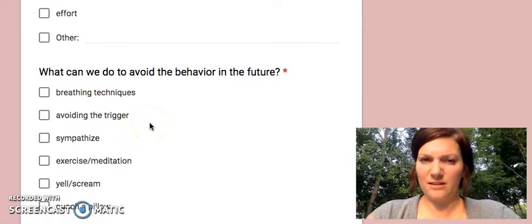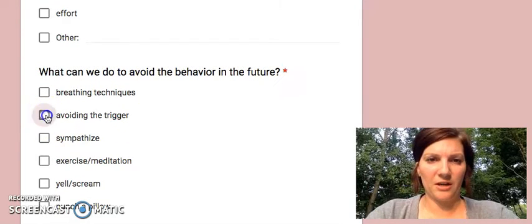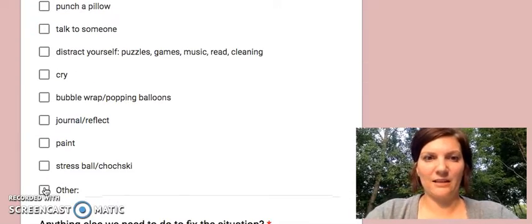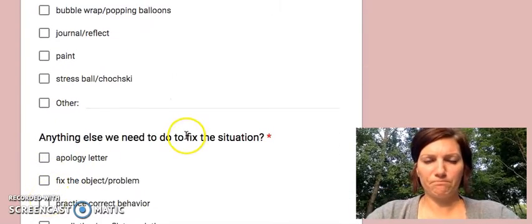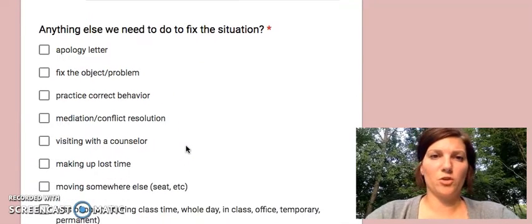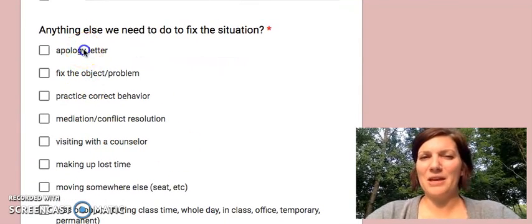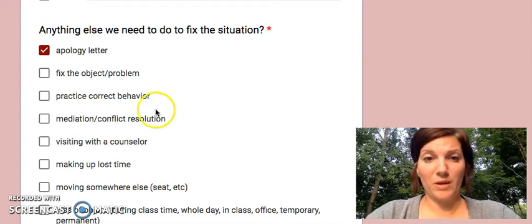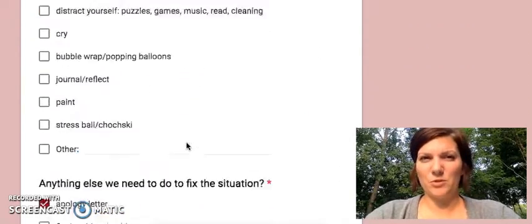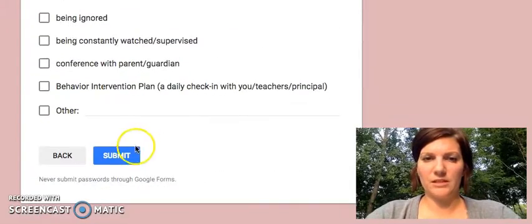What are the things the student is really going to be thinking about here? What can I do to make sure that it doesn't get to that level where I make a bad decision again? And then the last section says, is there anything else we need to do to fix the situation? So, okay, maybe I do need to apologize to the teacher. Maybe I do need to practice the correct behavior. Maybe I do need to make up some lost time that I missed in class. So the students will really think about that future in this section.